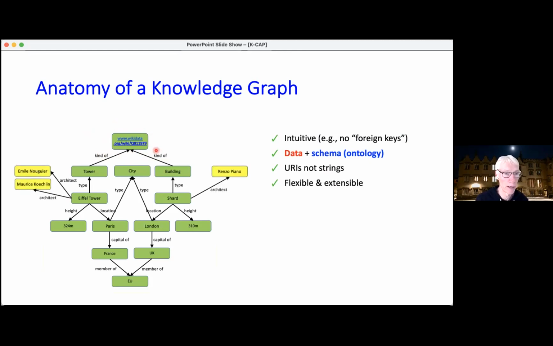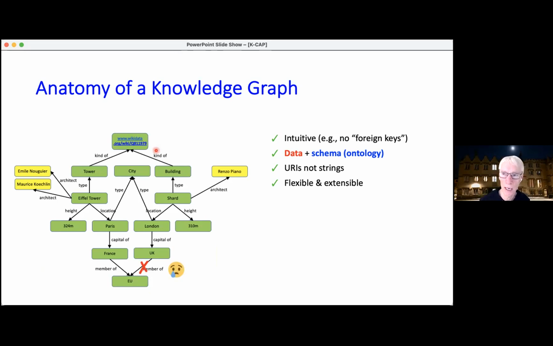Another point about graphs that's sort of obvious or well known is that they're much more flexible and extensible. So I can change the schema, I can add some additional features, like I might want to add architects to my buildings. Doing this in a relational database is notoriously difficult whenever I have to change the table structure. And I can also delete things from my graph, obviously, just as easily, just by deleting edges.